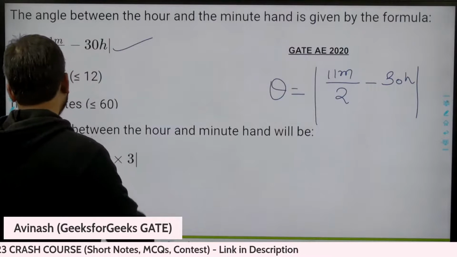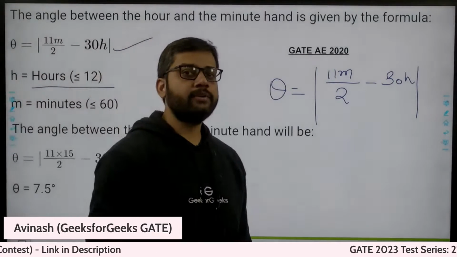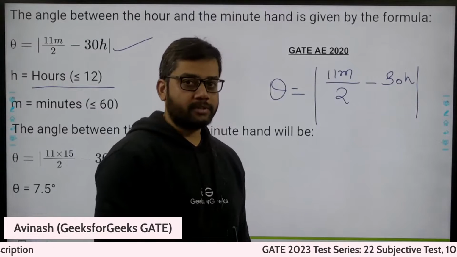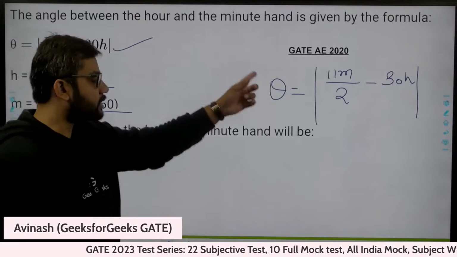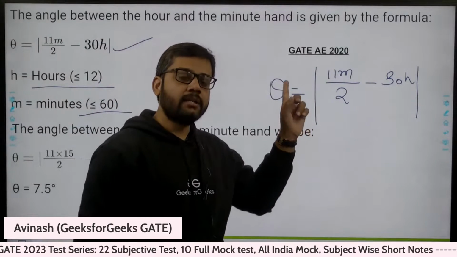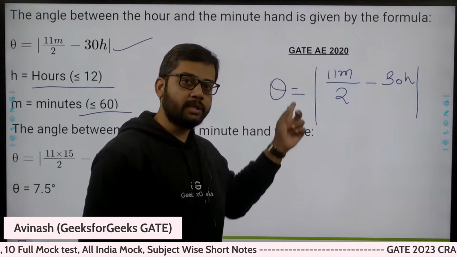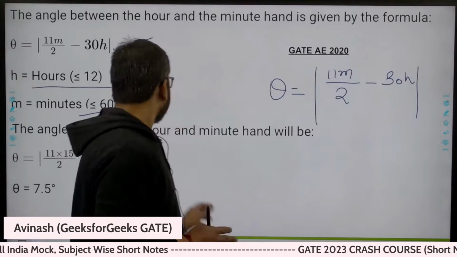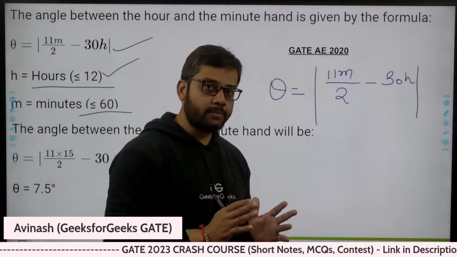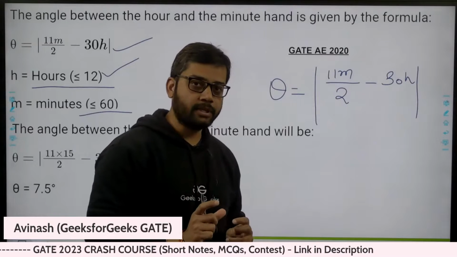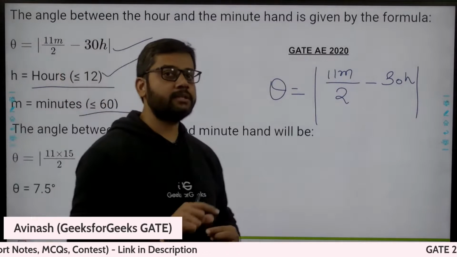There is a condition that H is less than or equal to 12. Like 13, 14, we are not going to apply, because the clock is 0 to 12, not the PM watch like 13, 14. We are not going to apply the formula in that case. So hour is less than or equal to 12, we are also considering 12, and the minute is less than or equal to 60.